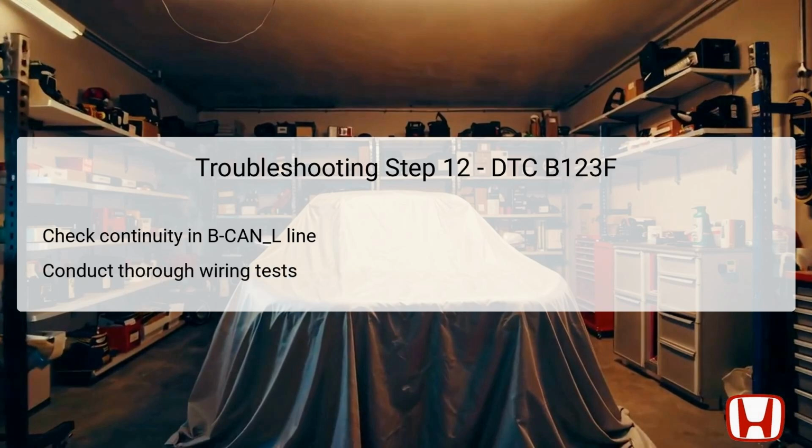In troubleshooting step 12, the goal is to conduct an open wire check on the BCAN L line to confirm its functionality. Similar to previous checks, ensure the vehicle is in the off-lock mode while both the automatic lighting control unit sensor 5P connector and the climate control unit connector A, 32P, are disconnected.